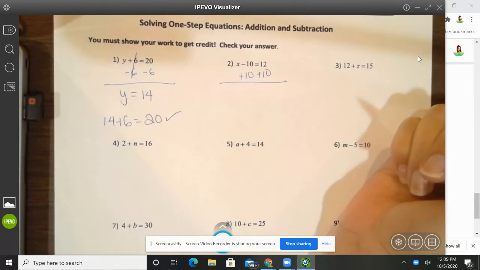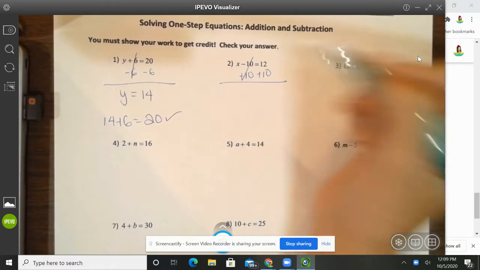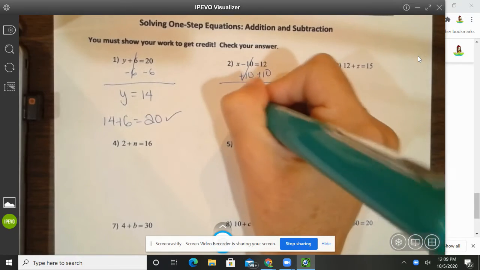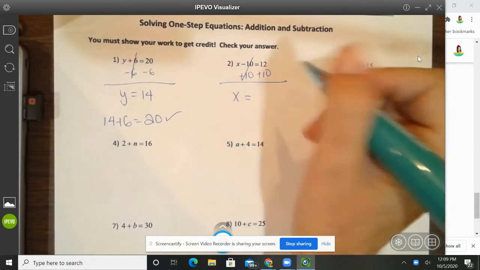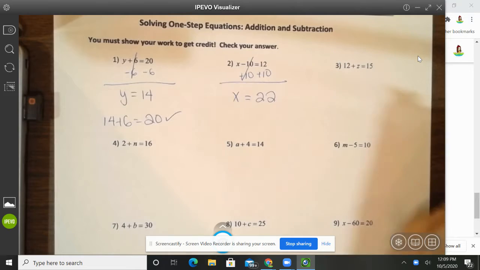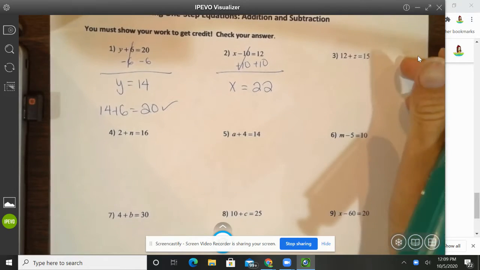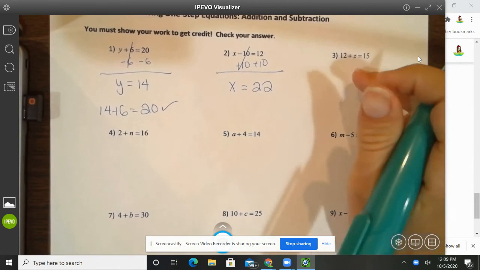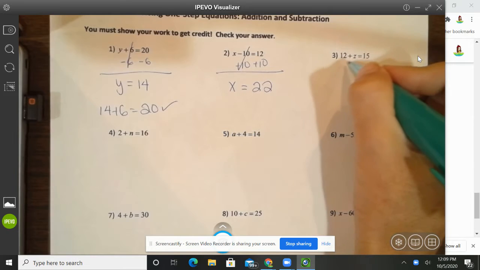Okay, so then plus 10, right? Because that's the opposite. It's adding, so that goes away because they're opposites. So that's x equals, and then that plus that is 22. I'm just not going to check them. All right, so let's just keep going.